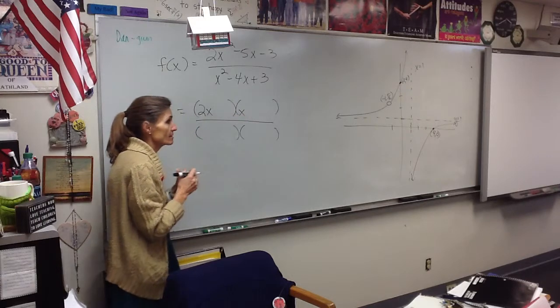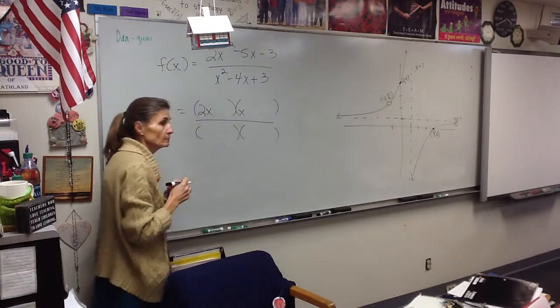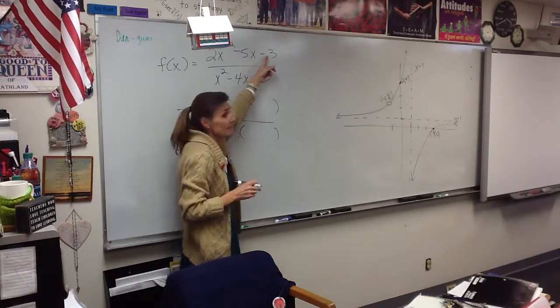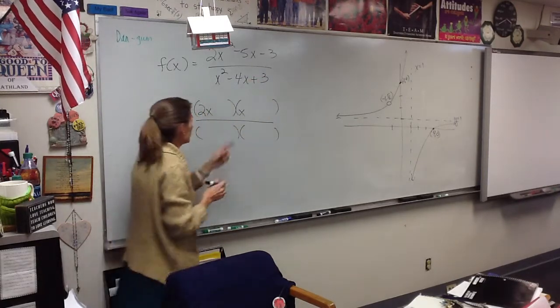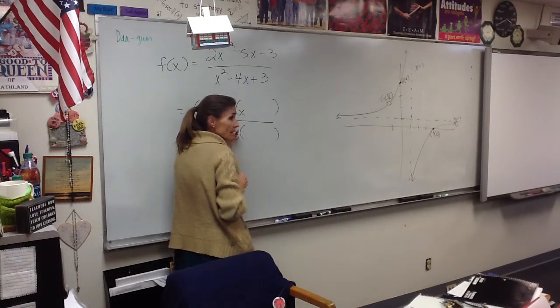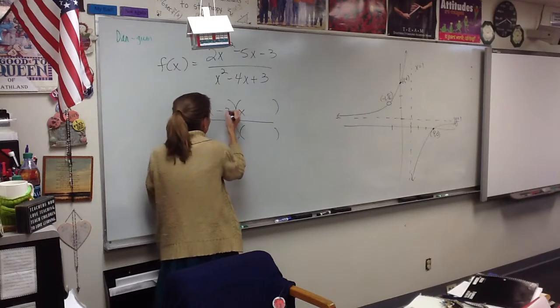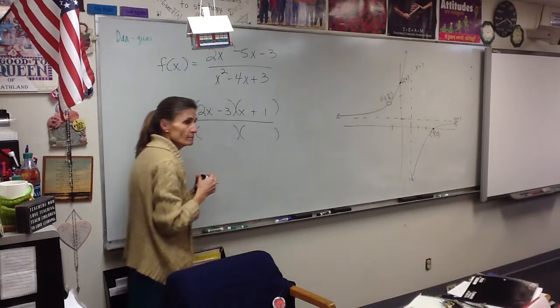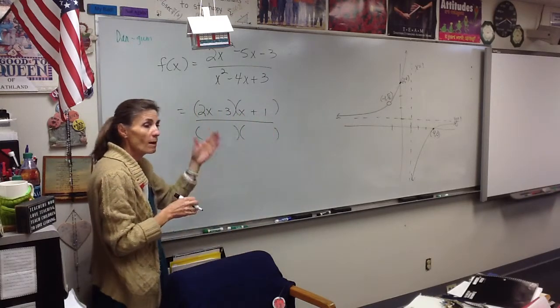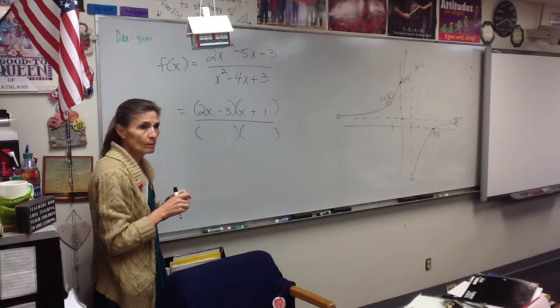2x times x. Now I need to get 3. Actually, I need to get negative 3. So when I multiply last times last, I have to get negative 3. Again, I don't have a choice. That's negative 3 and positive 1, or positive 3 and negative 1, right? That's the only way to get 3 when I FOIL.